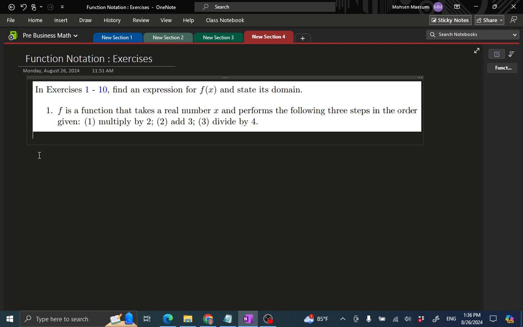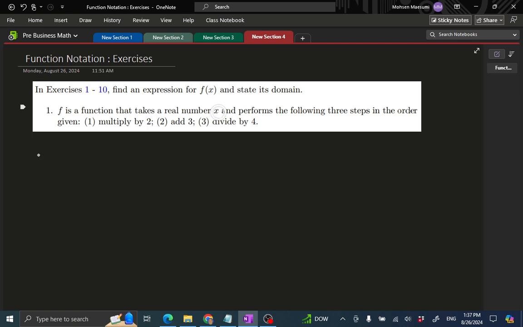Hi, welcome to another lecture on business mathematics. Today we are going to do several exercises related to functions and function notation. So the first set of exercises asks you to write a formula that duplicates the set of instructions that are given.